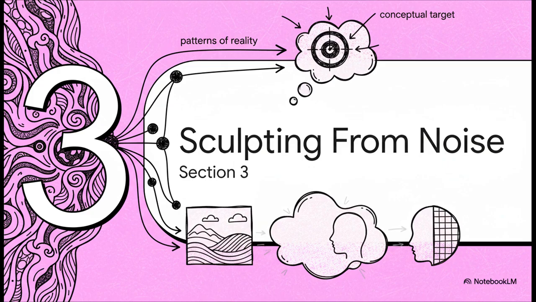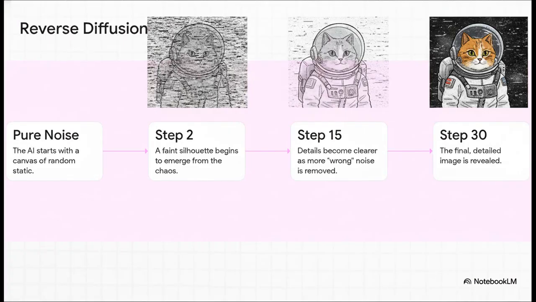Now the real magic begins. It's time to sculpt form from formlessness. So the AI starts with that block of digital marble, a screen of pure static. Then, guided by our prompt, it starts to reverse the very process it learned. It looks at all that noise and asks itself, okay, what part of this looks just a tiny bit more like a cat in a spacesuit than pure randomness?